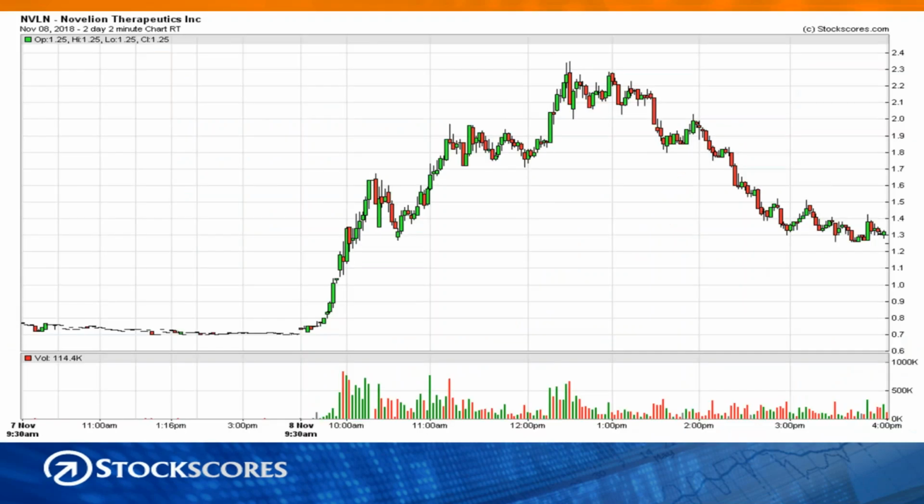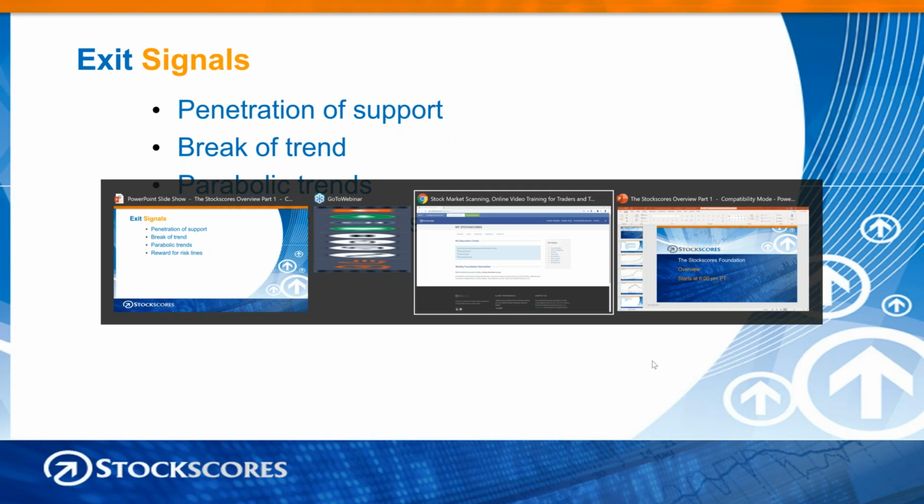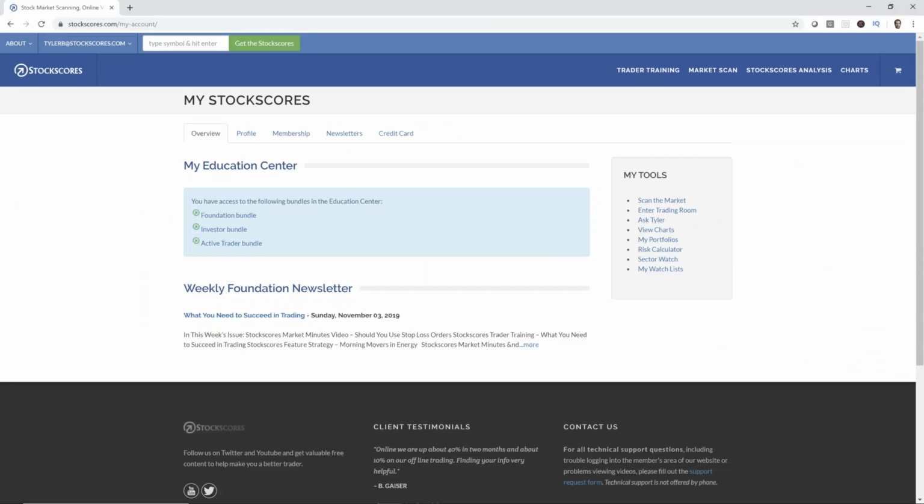So I don't see any more questions. So what I'm going to do now is jump over to the Stockscores website, and I've logged in already, and we're going to run a market scan. So I'm going to go to the market scan tool.